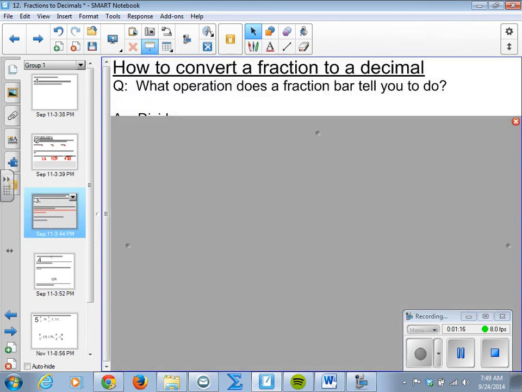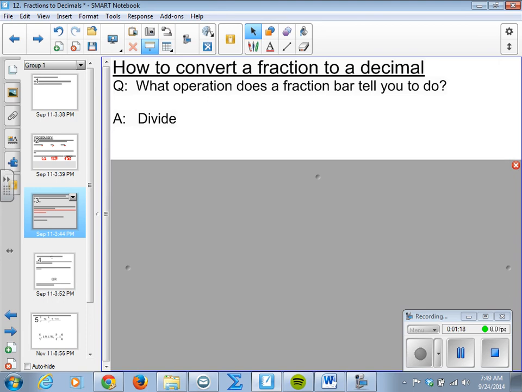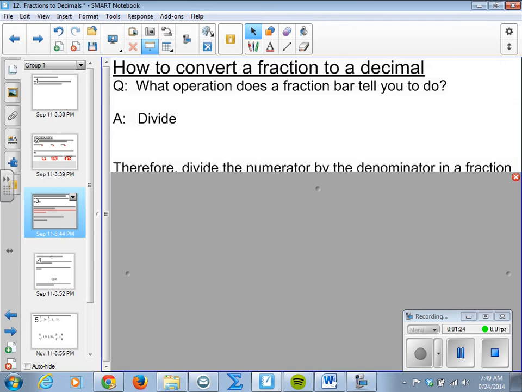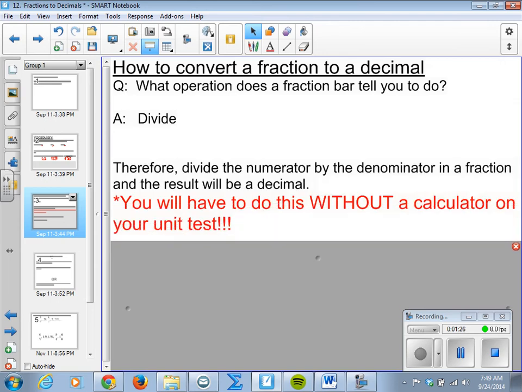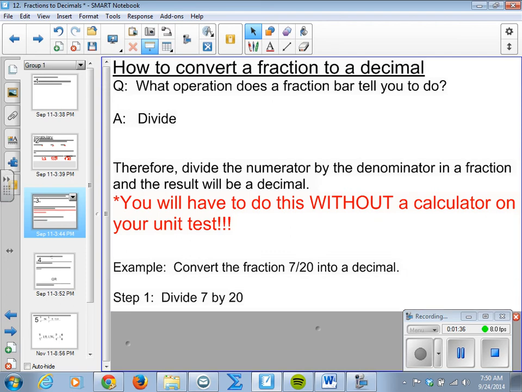So now, converting a fraction to a decimal. As I have said to you guys many times, the fraction bar means divided by. So all we're going to do is take the numerator and divide it by the denominator. On your unit test, you'll have to do this without a calculator, so as to make sure our long division skills are sharp.